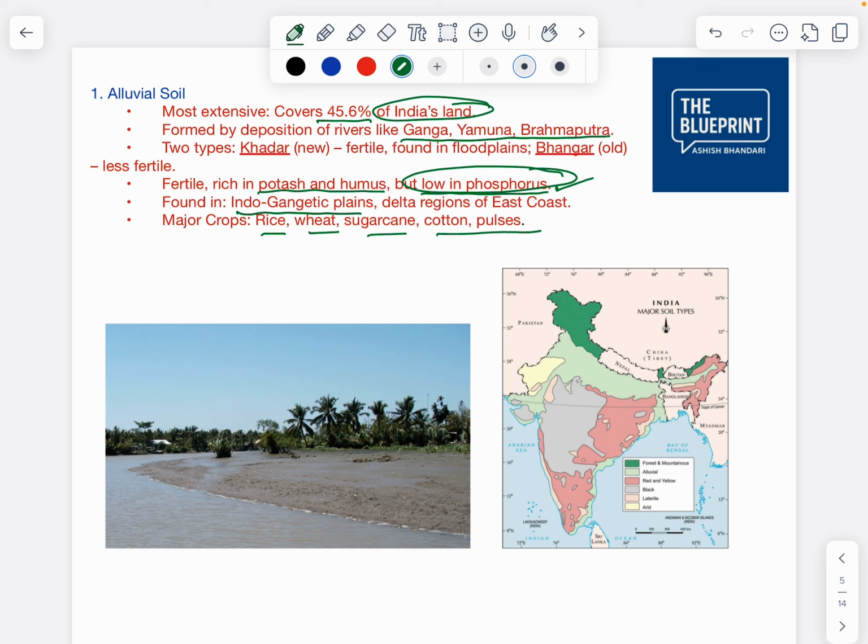Okay. And we have two types of alluvium, that is khadar and bhangar. The khadar is the new alluvium, brought by the river, and bhangar is the old alluvium, which is also less fertile. Now, I have also shared the map of India and the distribution, where we can see that alluvial is here, right? In this area where Ganges flows, Indus river is flowing here. Like that, we have Brahmaputra here. So, the big rivers are making the Indo-Gangetic plain very fertile.